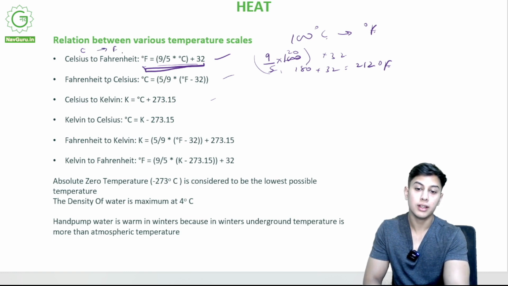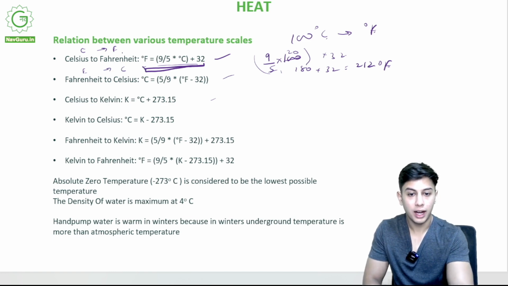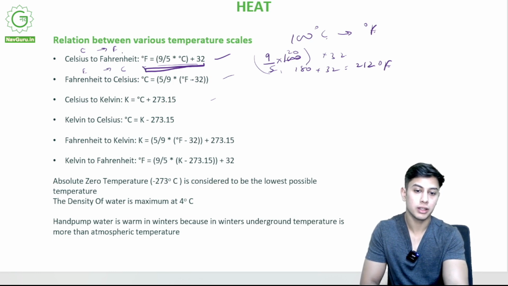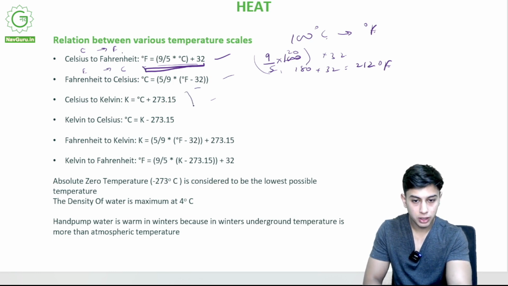If I wanted Fahrenheit to Celsius, I would multiply my degrees Fahrenheit by 5 by 9 and subtract 32. So first I will multiply, then I will subtract. These formulas you have to learn.